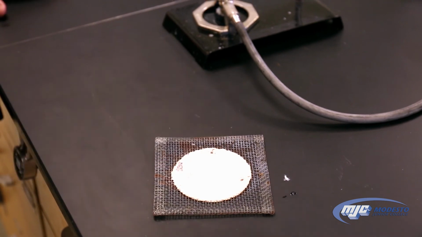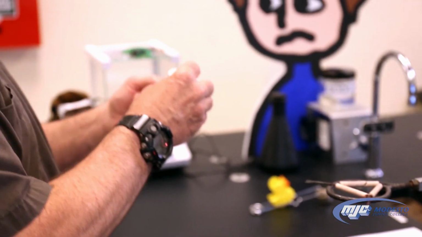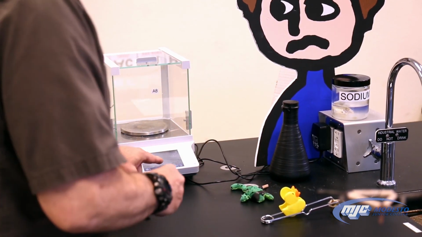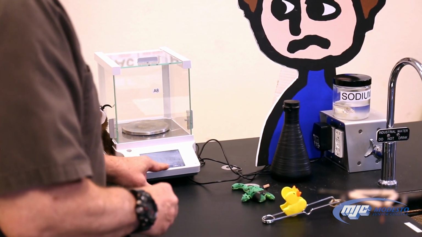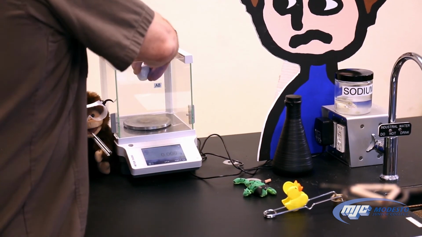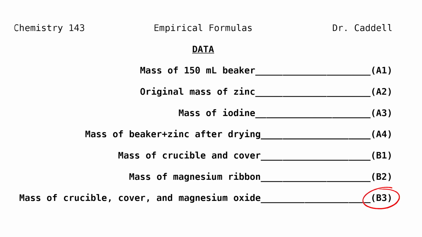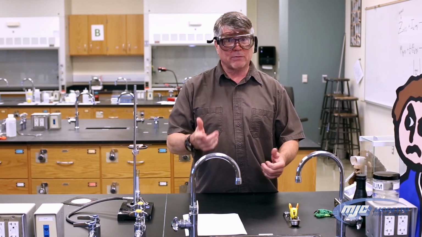Cool enough. All we have to do is take the crucible, the cover, and the magnesium oxide, which is inside, go over here and weigh it. So we want to make sure the balance says 0. Place it on the balance. Record that. That's our B3, the mass after heating. And we're finished with the experiment. And that's all there is to it.